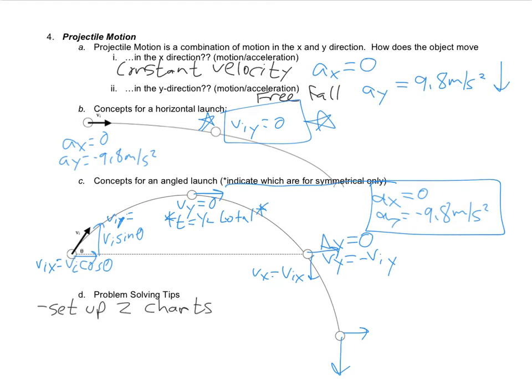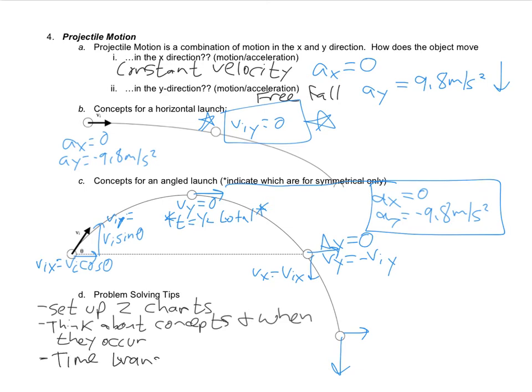For solving these, we're going to set up two charts, one for the x direction, one for the y direction, as we've always done, just like kinematics, but 2 times. The next thing is we want to think about concepts that we know and when those concepts occur. So it doesn't matter just what the concept is, but when it occurs. Is it at the peak? Is it when it returns to the ground, etc.? One other thing to keep in mind here with these is that time transfers, and what I mean by that is time can go from the x to the y because time doesn't have a direction.